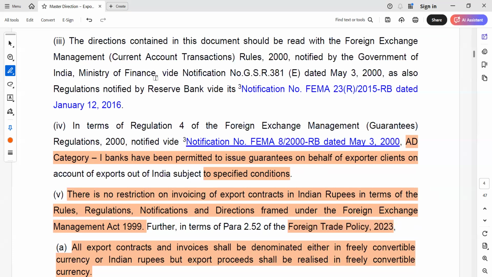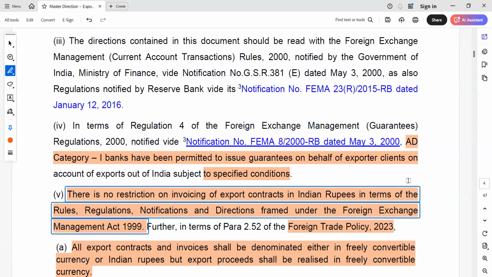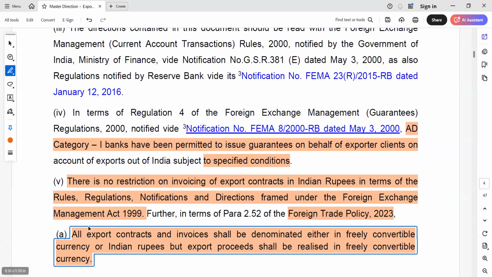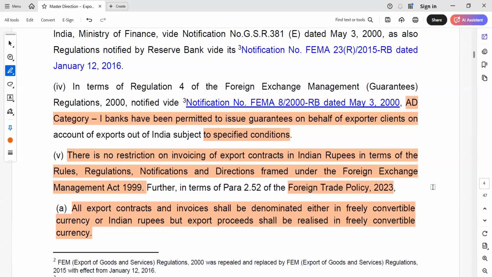So friends, when we are reading and discussing this circular, a part of the foreign trade policy will also be covered in this. So all export contracts and invoicing shall be denominated either in freely convertible currency or Indian rupees, but export proceeds shall be realized in freely convertible currency. So friends, all the export contracts and invoices can be raised either in freely convertible currency or in INR, but the export proceeds must be realized in freely convertible currency.